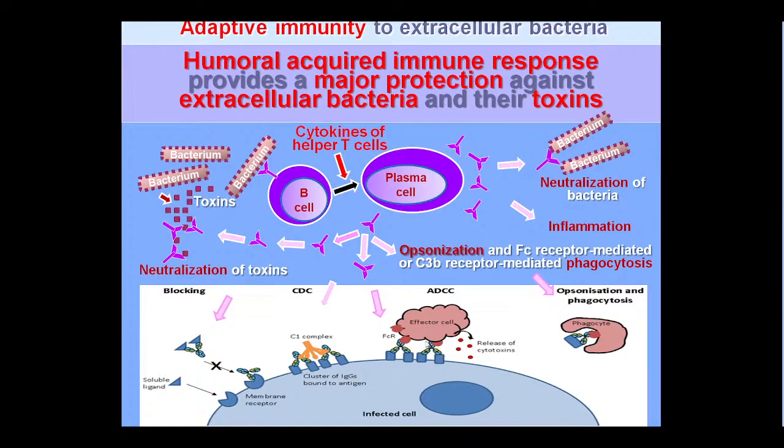bind via Fc receptors to the antibodies that coat the bacterial cells, the bacterially infected cells, and cause the release by these natural killers of perforin enzymes that may kill human cells containing intracellular parasites. But this is mostly, of course, a mechanism of struggle against intracellular parasites.